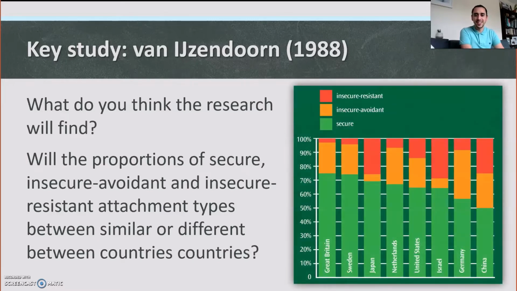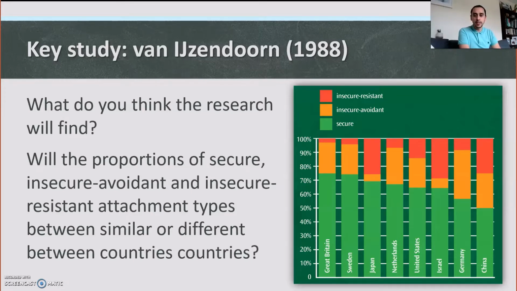It's a typo. All right. So here are the proportions. The green is the secure, orange is insecure avoidant, and red is insecure resistant. In the exam, they could give you a graph like this and just say, analyze the data, and it'll be your job to analyze the data. So, what can I conclude from this?